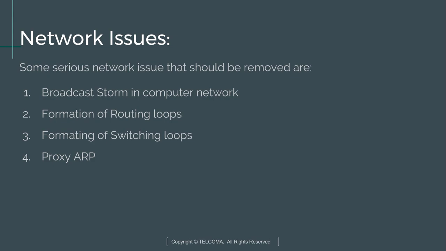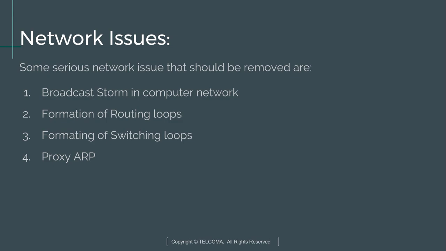The next is the switching loop, also known as the bridging loop. It occurs when we connect and configure multiple switches together in such a way that it makes a circular loop. If we send a broadcast packet in such a network, it will form an endless loop. It also makes the network freeze or slow down. It is removed by using STP, that is spanning tree protocol.